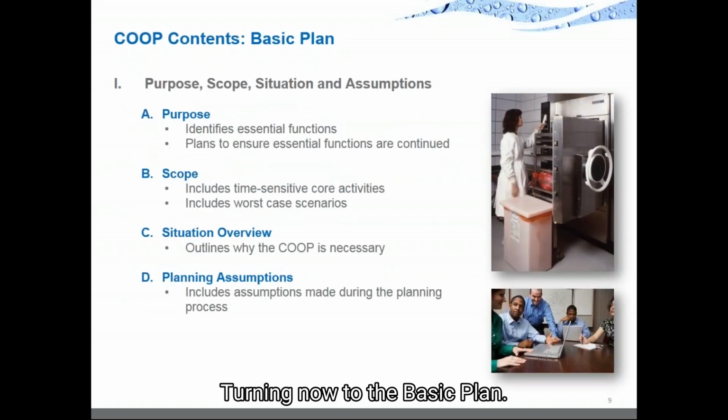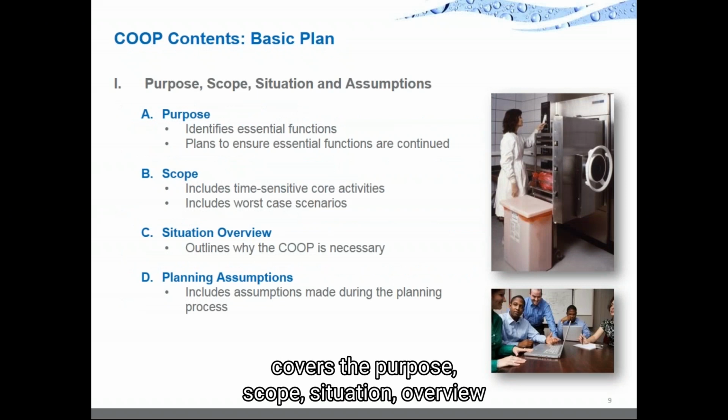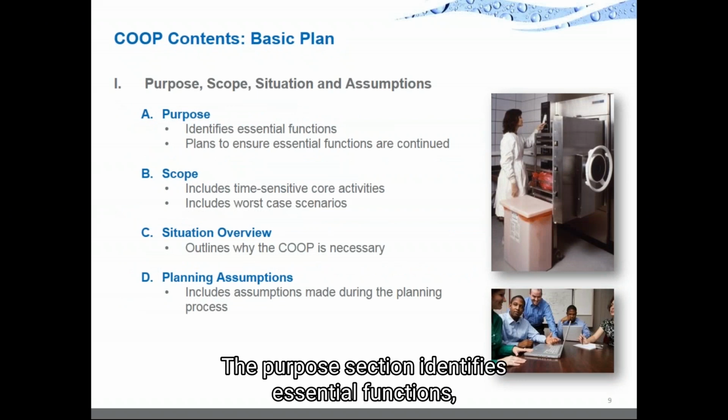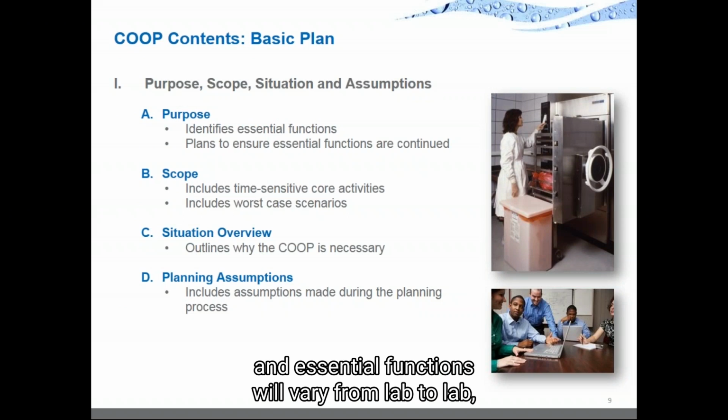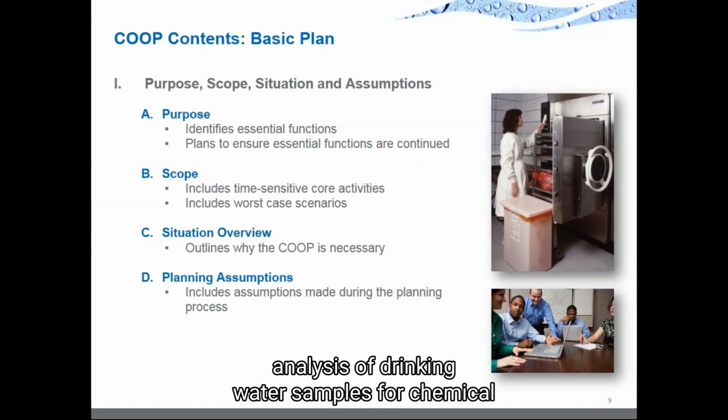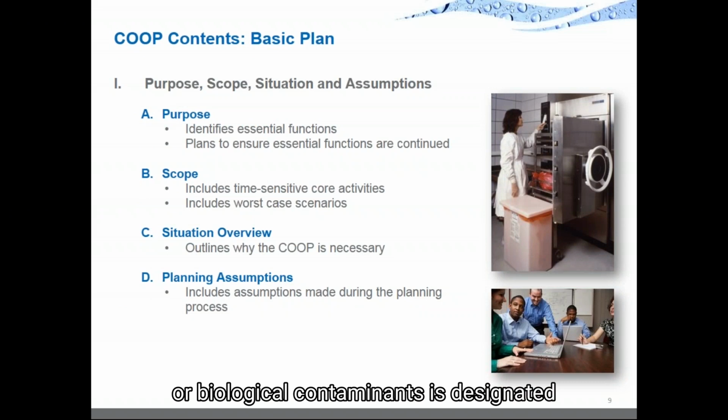Turning now to the basic plan. The first section of the basic plan covers the purpose, scope, situation overview, and planning assumptions, the overall framework of the plan. The purpose section identifies essential functions, and essential functions will vary from lab to lab, but as an example, let's say analysis of drinking water samples for chemical or biological contaminants is designated as an essential function of your lab.